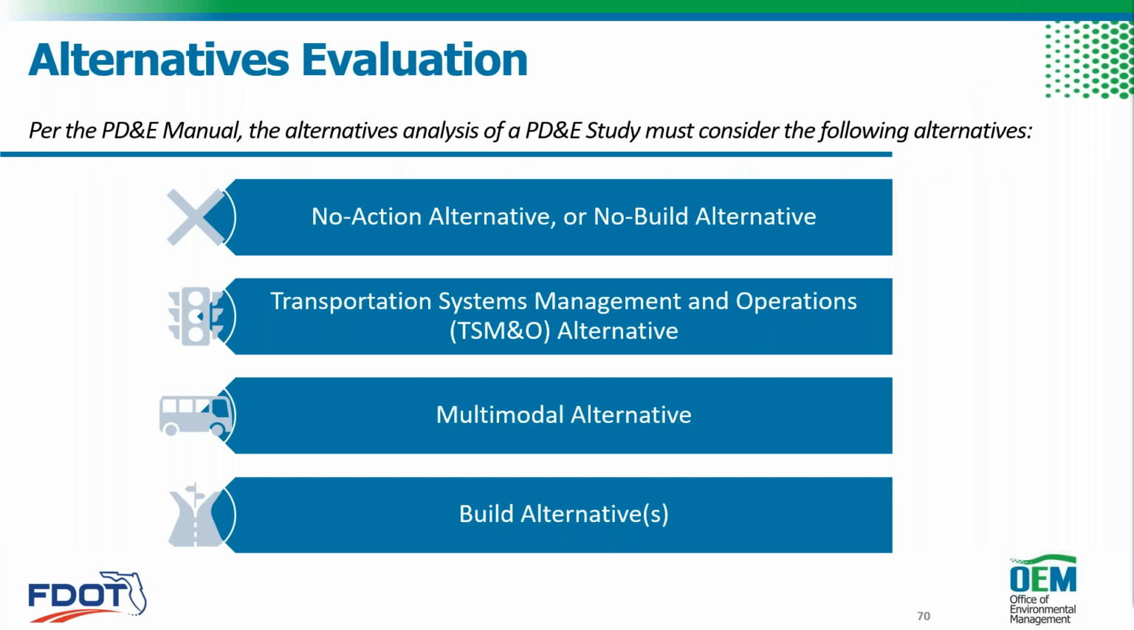Okay, so now we'll talk about these alternatives a little bit more. The alternatives analysis is the process of developing, evaluating, and eliminating potential project alternatives based on the project's purpose and need. So that last poll question, you learned that everything we're showing on the screen is required in the PD&E. We have to have a no build, TSM&O, multimodal, and build alternatives.